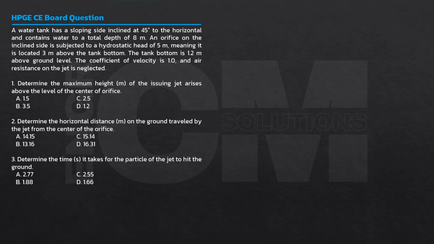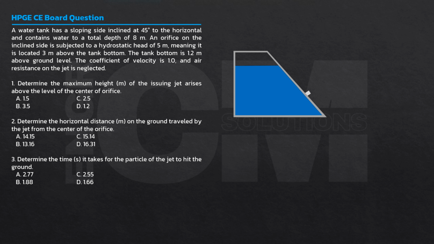A water tank has a sloping side inclined at 45 degrees to the horizontal and contains water to a total depth of 8 meters. An orifice on the inclined side is subjected to a hydrostatic head of 5 meters, meaning it is located 3 meters above the tank bottom. The tank bottom is 1.2 meters above ground level. The coefficient of velocity is 1 and air resistance on the jet is neglected.